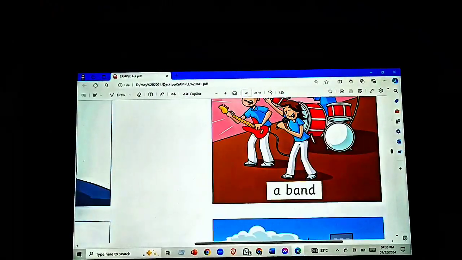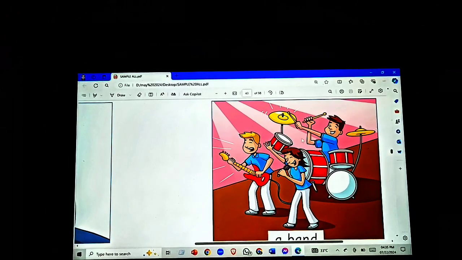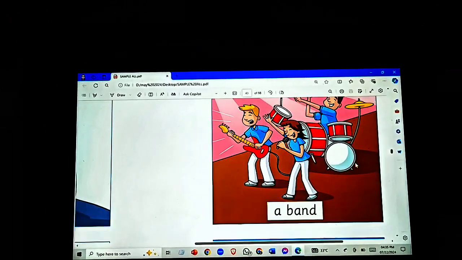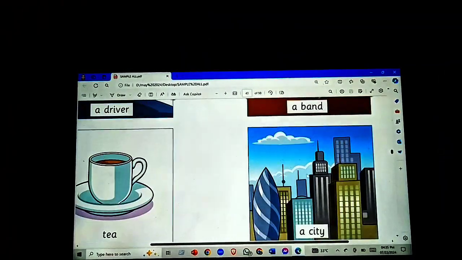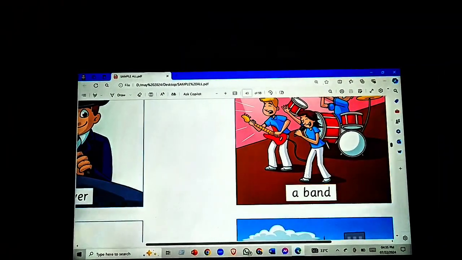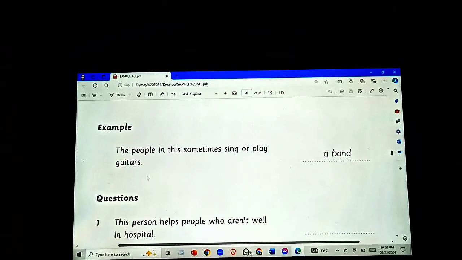You can see there are 3 people. The girl is singing, that boy at the back is playing drums, and also that boy is playing guitar. So basically they are playing as a band. You see the picture and the clue, so you have to fill the gap with a band. So the people in this sometimes sing or play guitars, and the answer is a band.